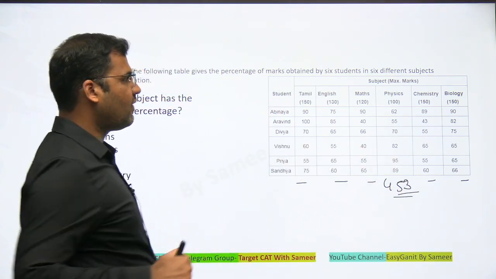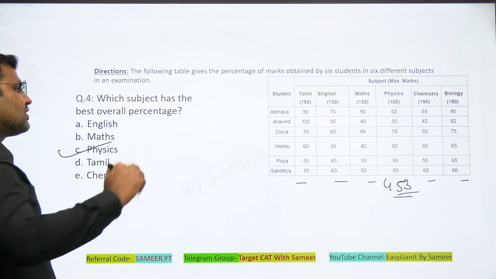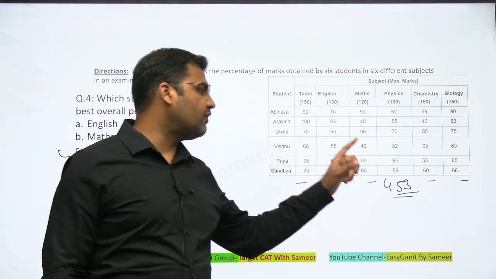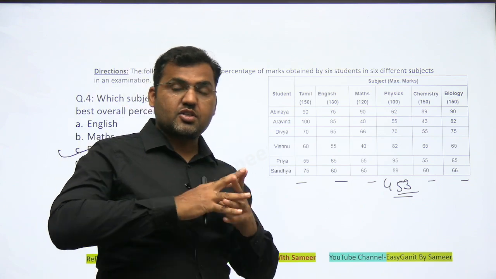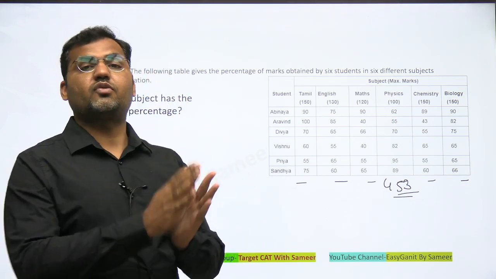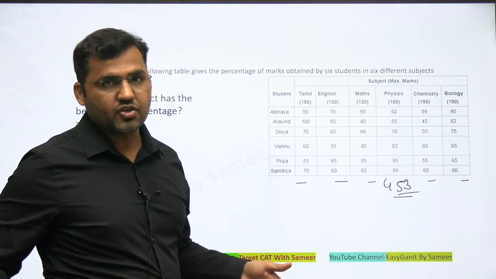I'm sure you'll be able to find out the rest of the values also. So the highest overall percentage will be coming for the subject of physics. This is how you are supposed to solve this question. This question is actually a question of addition of values rather than a percentage value, right?